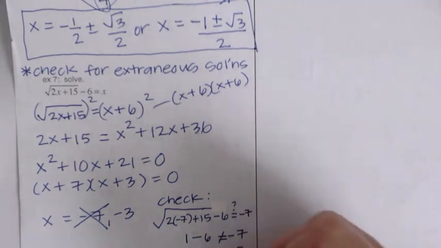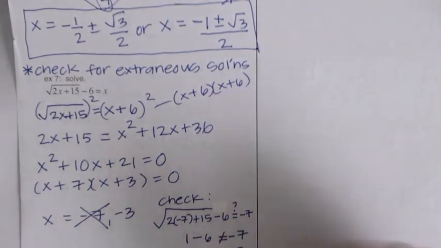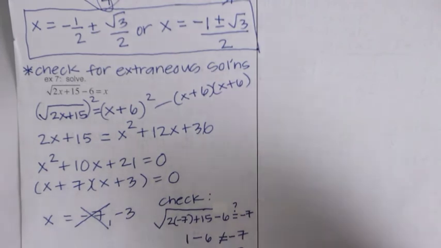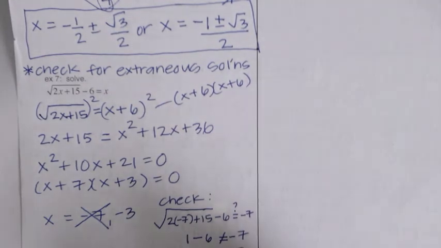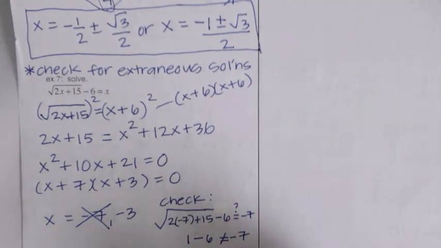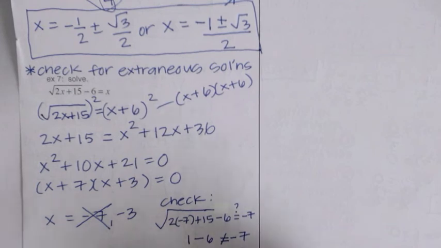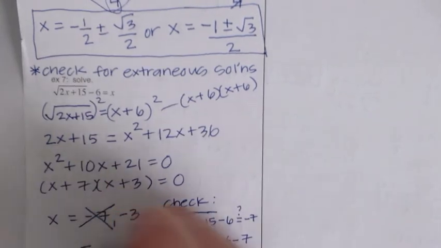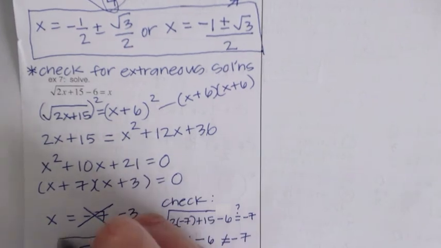So on this one, I get the square root of 9 minus 6. Does that equal -3? So I get 3 minus 6. Does that equal -3? -3 equals -3. So my only valid solution is x equals -3.